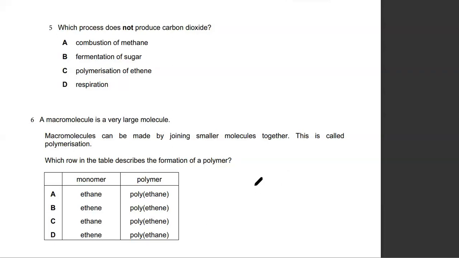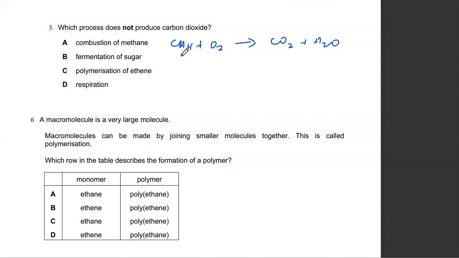So that was number 5. I said 5 is C. That's absolutely correct. 5 is C. Of course, combustion of methane plus oxygen could produce carbon dioxide and what? And water. You need to balance that equation.